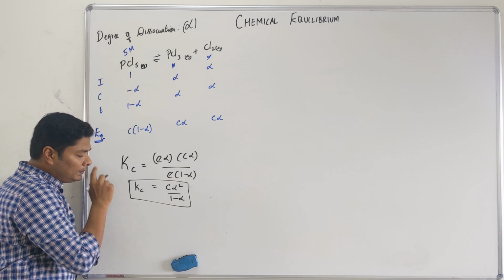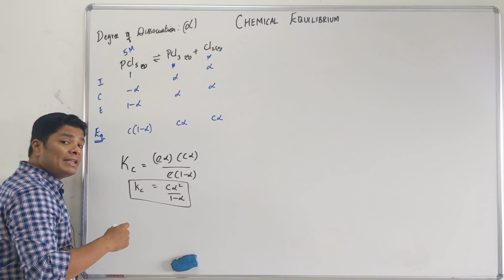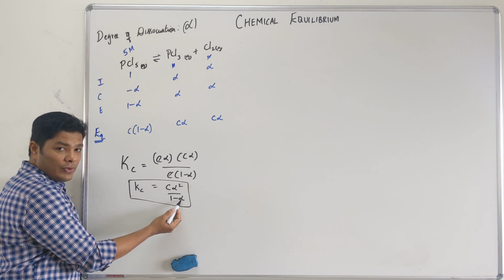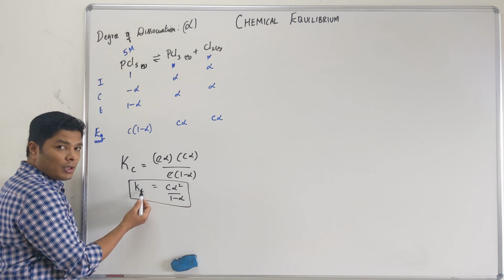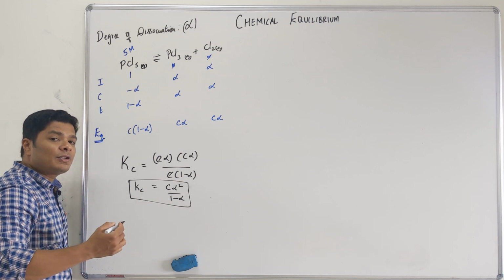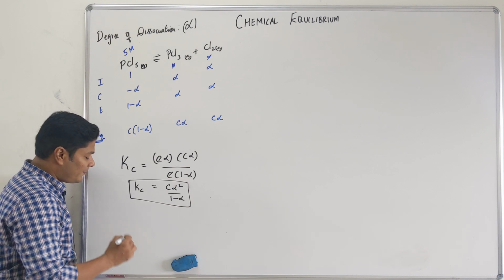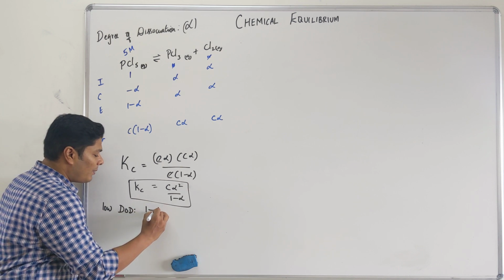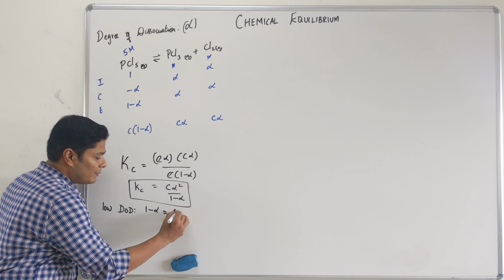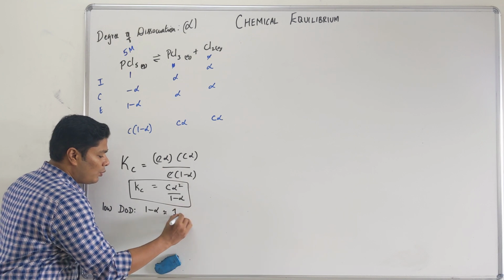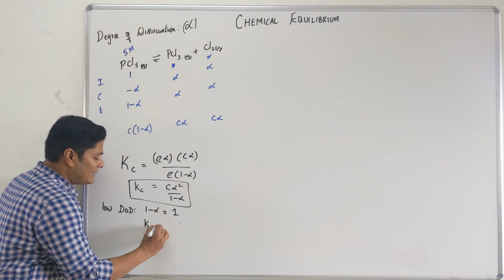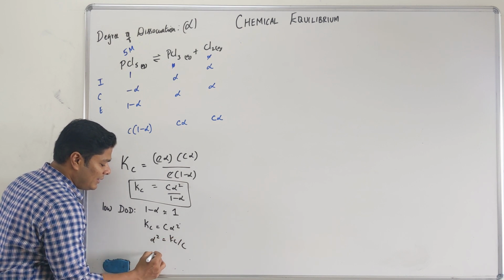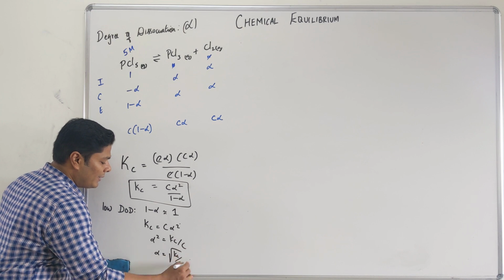Okay, now when you look at it here, if I tell you the Kc value and the C value, you can calculate alpha. If you take it this way, it becomes quadratic. But sometimes they will tell you that the degree of dissociation is very, very low. Low degree of dissociation means 1 minus alpha is approximately 1. That tells me Kc equals C alpha squared. Alpha squared equals Kc by C. Alpha equals square root of Kc by C.